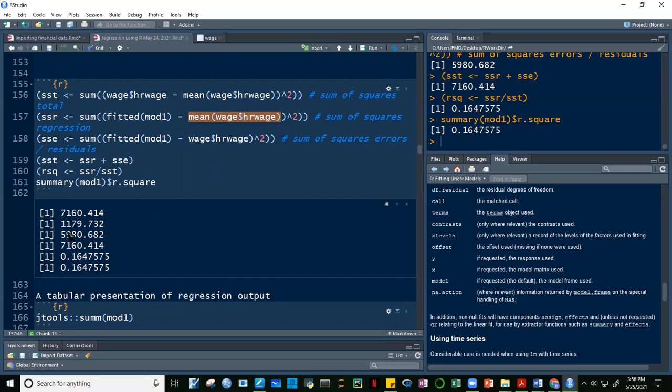that's your sum of the squares of your regression. And it's 1179. Ibig sabihin, out of the total variation na 7160, ang na-explain natin 1179 because we used education as a predictor. Therefore, yung error pa, yung residual, yung hindi natin na-explain, 5980. Ito yung formula na yun, no? Fitted minus the actual value. Okay?